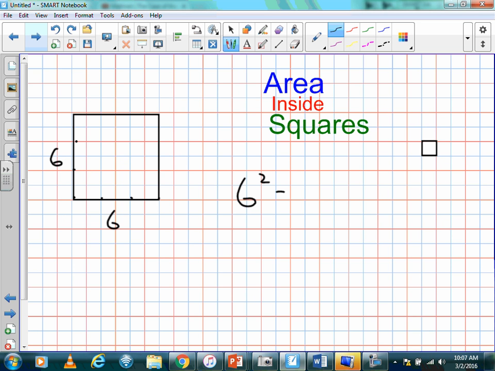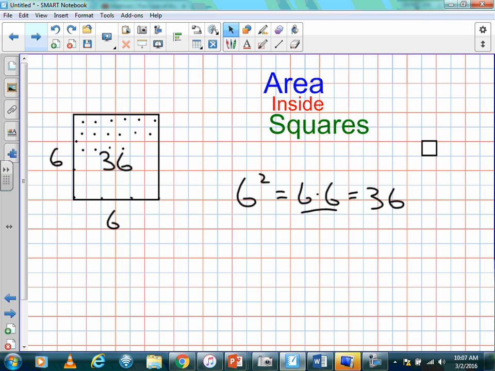6 squared equals 36. You don't have to do this anymore, but we know it's 36. And it really makes sense because in here, there are 36 squares. 1, 2, 3, 4, 5, 6, 7, 8, 9, 10, 11, 12, 13, 14, 15, 16. You get the idea. So there's actually 36 in there. 36 what? 36 of these little guys. And it's two-dimensional.